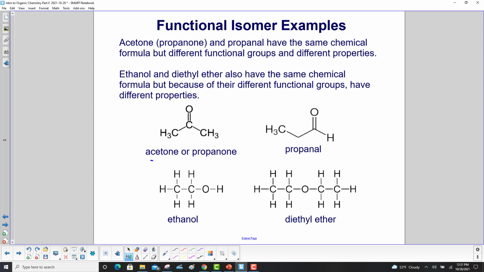Acetone, otherwise known as propanone, and propanol have the same chemical formula, but different functional groups and different properties. Down here, we have ethanol and diethyl ether, which also have the same chemical formula, but because of their different functional groups have different properties. So ethanol is an alkanol, right? And it has an OH over here connected to an alkyl group. The ether has this single oxygen here bonded to a carbon on either side, making it an ether. And they have very different properties.